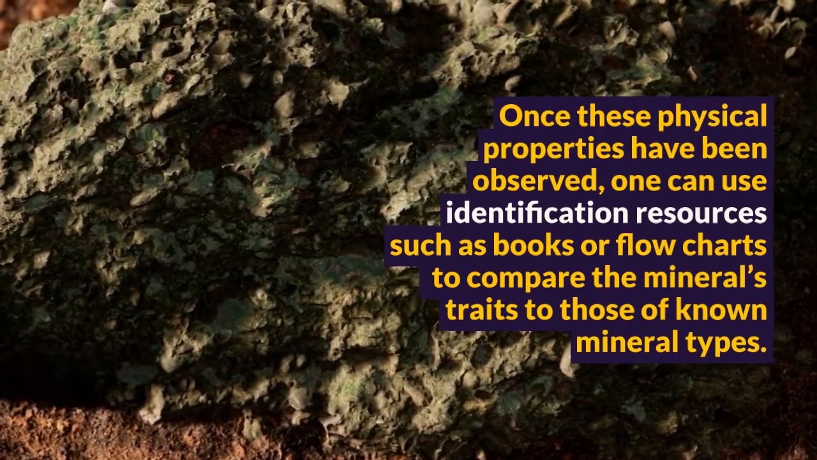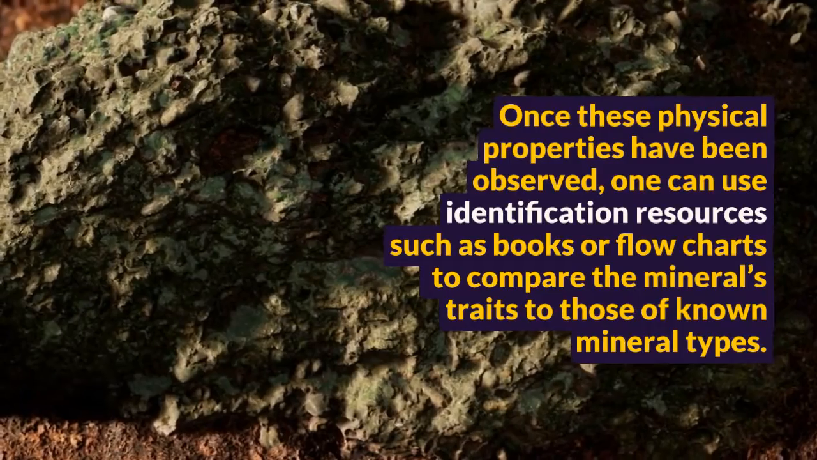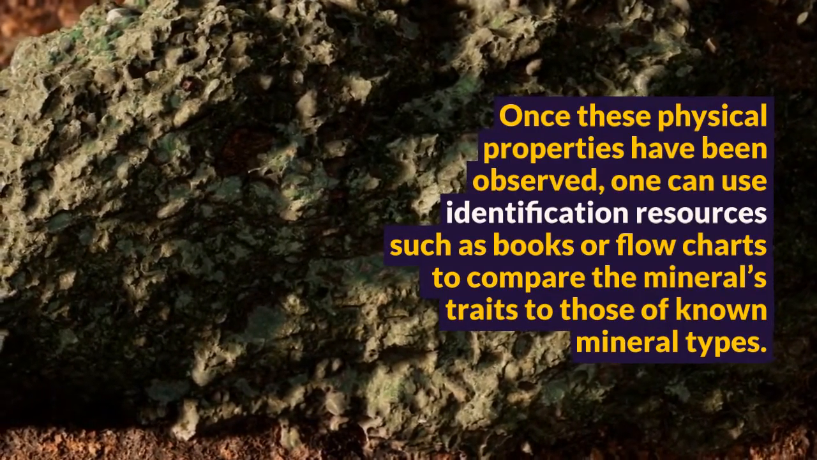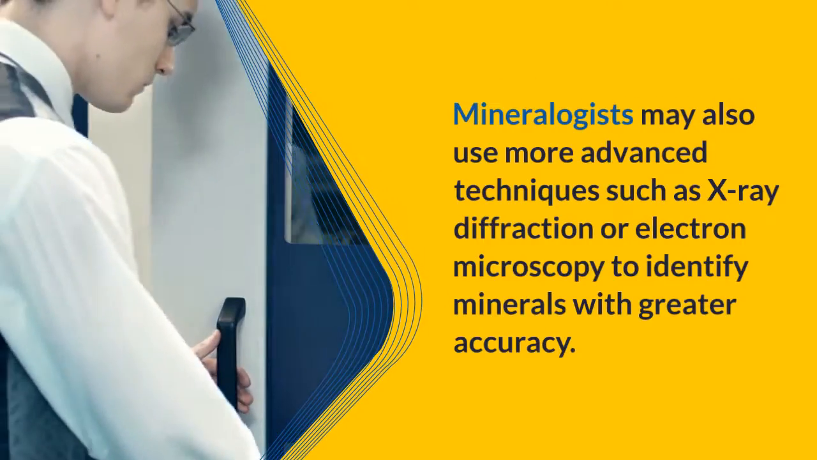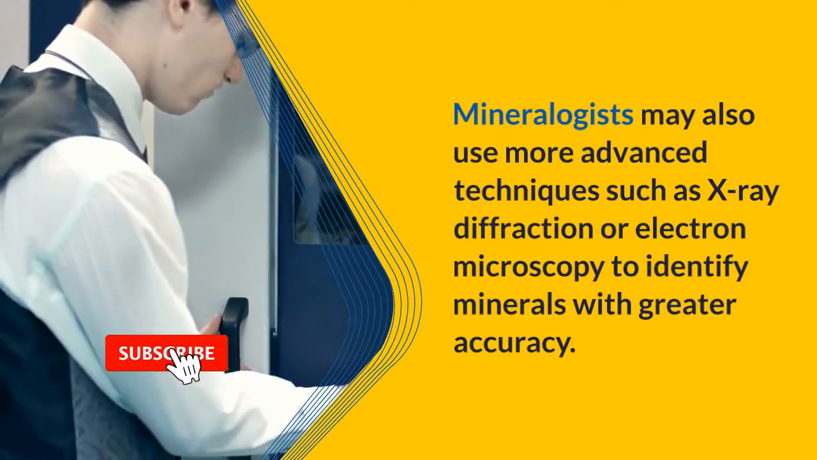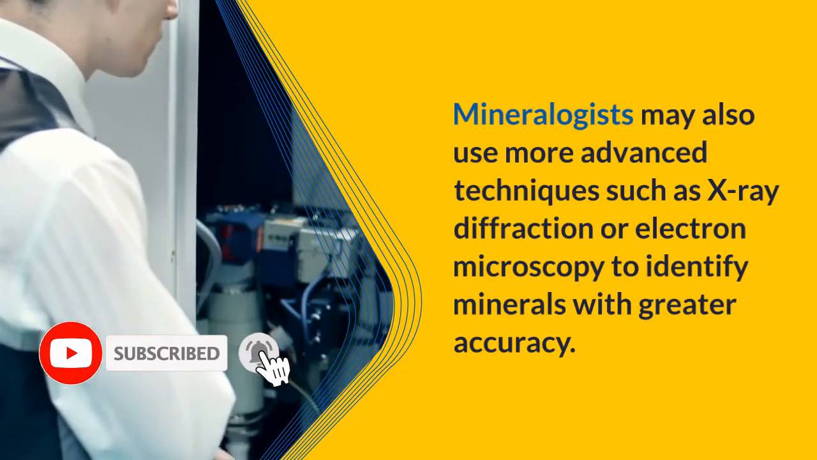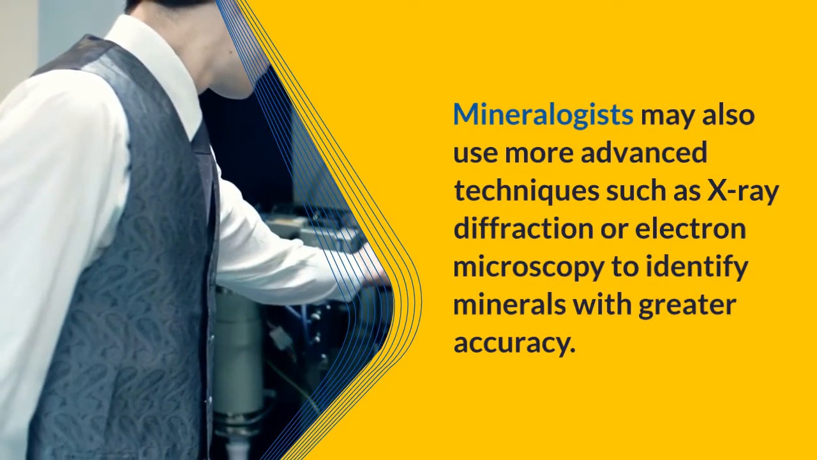Once these physical properties have been observed, one can use identification resources such as books or flowcharts to compare the mineral's traits to those of known mineral types. Mineralogists may also use more advanced techniques such as X-ray diffraction or electron microscopy to identify minerals with greater accuracy.